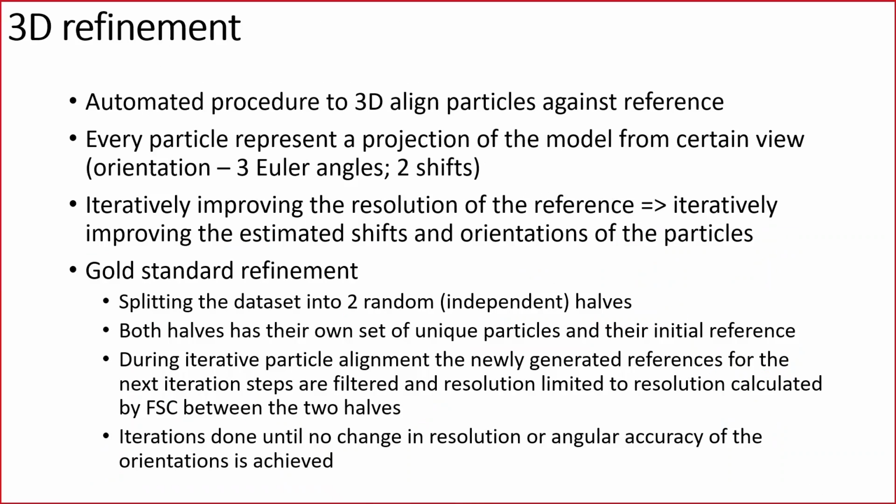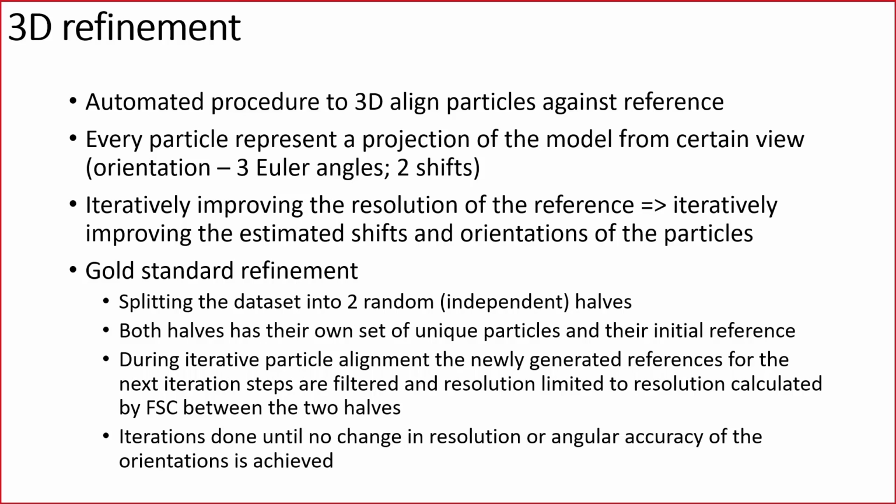Now, instead of 3D classification, I will continue with 3D refinement, because some of the things from 3D refinement will apply to 3D classification as well. So what is 3D refinement? 3D refinement is a more or less automated procedure to 3D align our particles against the reference. So we are trying to find the best orientations. These are the best 3 Euler angles that are representing the orientation of our particle projection against the model, plus applying the shifts.